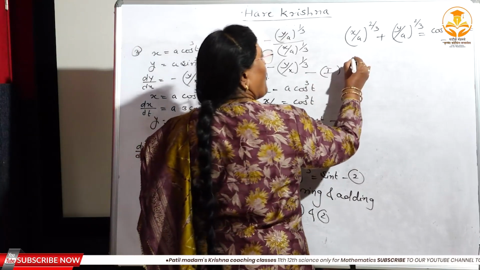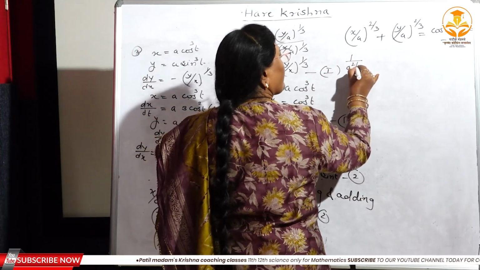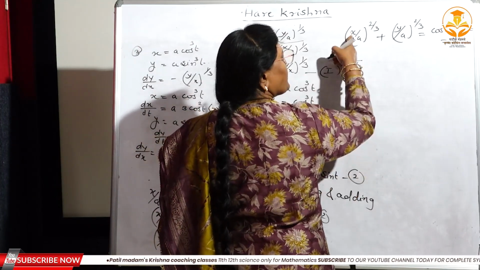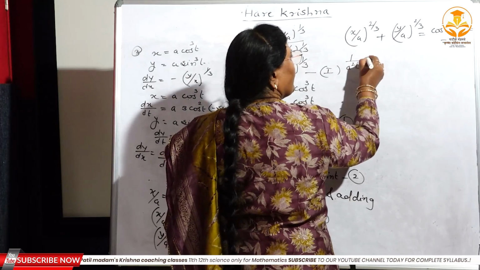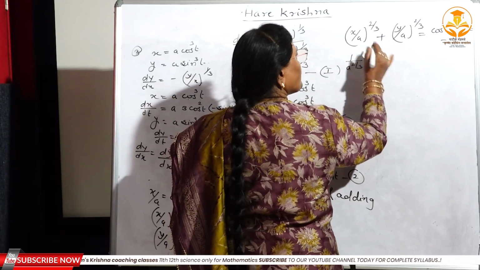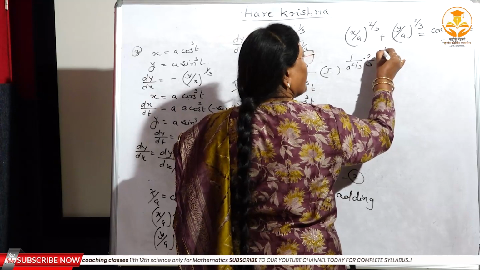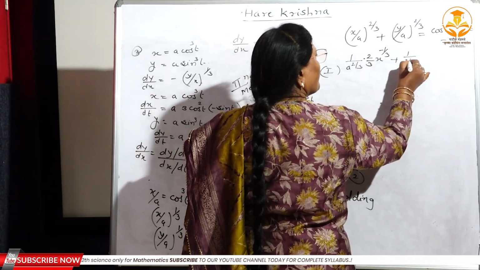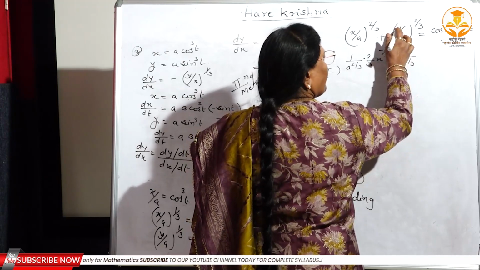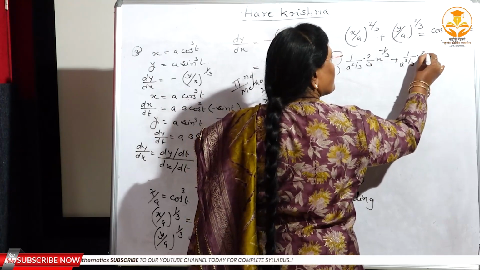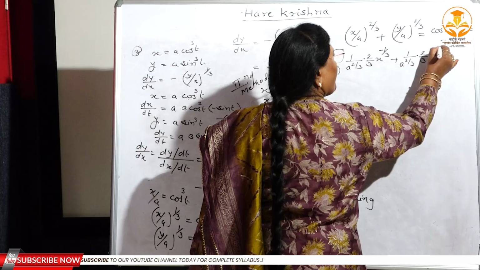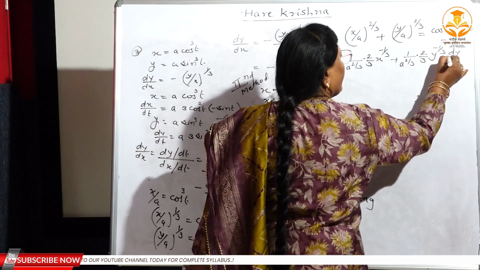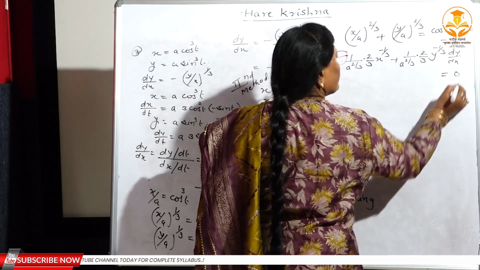See, 1 upon a to the power 2 by 3, constant remains as it is. What is the derivative of x to the power 2 by 3? That is 2 by 3, x to the power 2 by 3 minus 1, means minus 1 by 3, isn't it? Again here 1 upon a to the power 2 by 3 remains as it is. The derivative of y to the power 2 by 3 is 2 by 3, y to the power minus 1 by 3 into dy by dx, it is equal to 0.